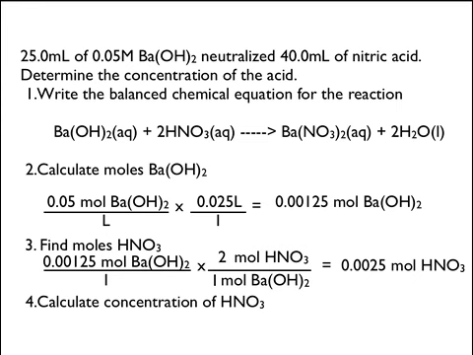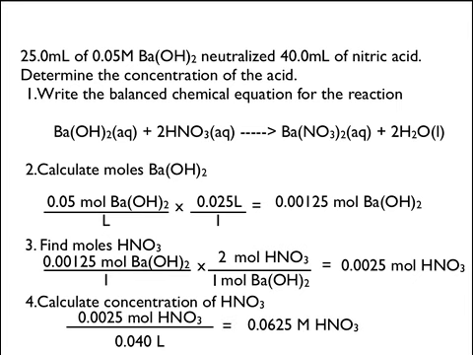Now my last step is to calculate the concentration of the nitric acid. Concentration, or molarity, is moles per liter. This was the first problem we did in this video. So I take the number of moles, and I divide by the amount that I used, which was 40 milliliters. Remember to convert milliliters into liters. Then, we've got the molarity of nitric acid, 0.0625 molar nitric acid.